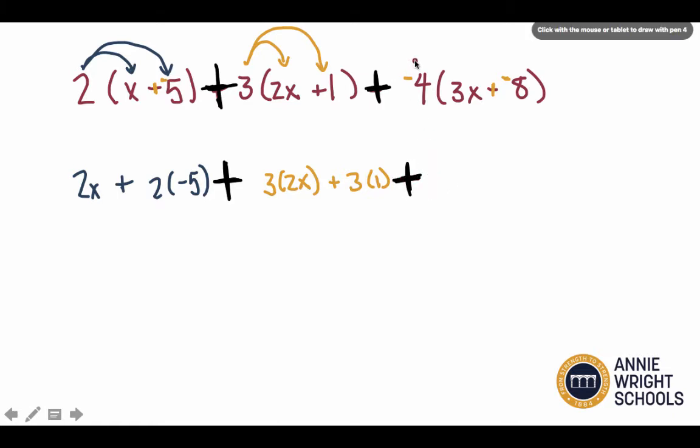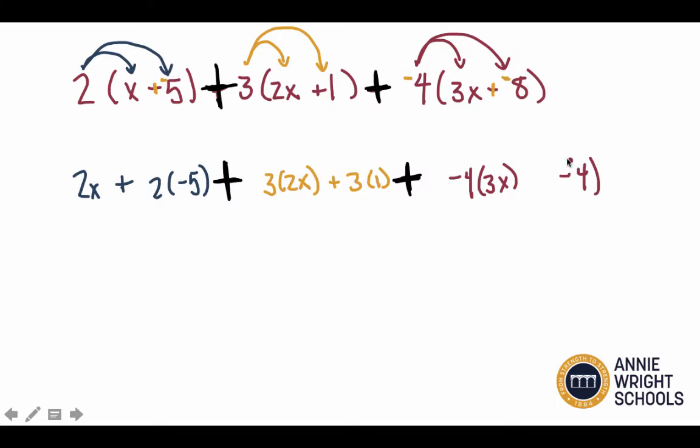And now I'm going to take negative 4 and multiply by 3x. And I'm going to take negative 4 and multiply by negative 8. And this plus sign just comes on down. If I wanted, I could have put this 3 in parentheses and this 3 in parentheses. I could have put this 2 in parentheses with this x here and this 2 in parentheses. Now we just simplify each one of these multiplication problems.